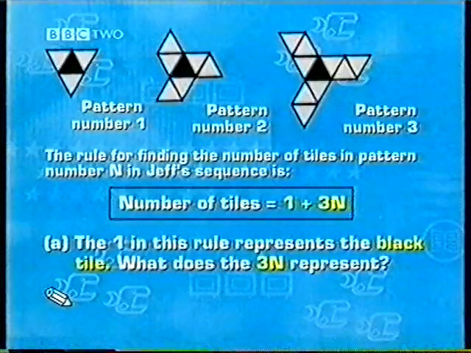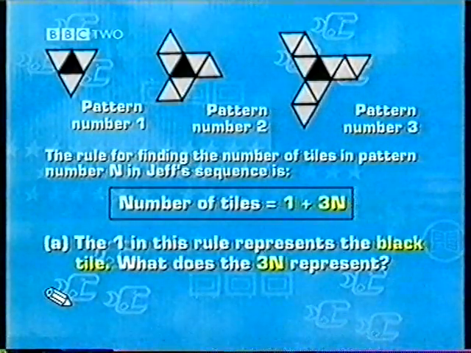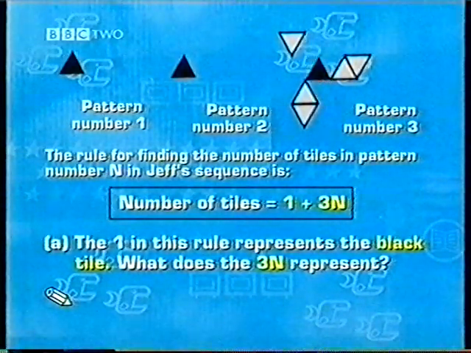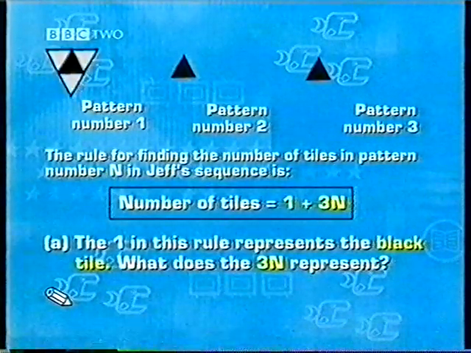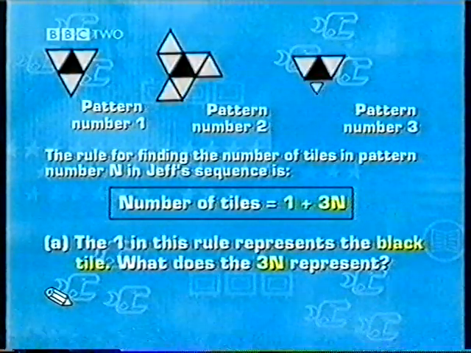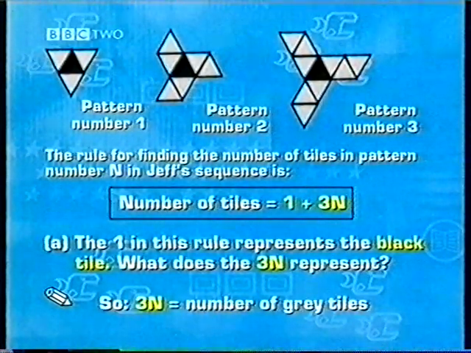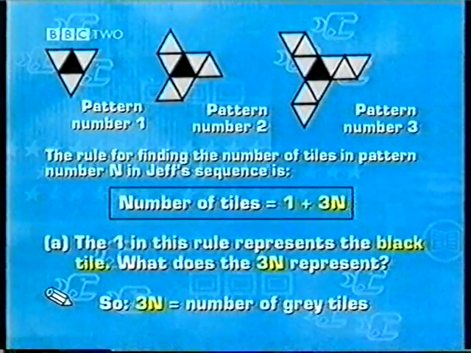Part A of the question says that the 1 in this rule represents the black tile. What does the 3n represent? Well, you can see that in each of the patterns there's always 1 black tile and either 3, 6 or 9 grey tiles. So the 3n represents the number of grey tiles, because the number of grey tiles is always a multiple of 3.